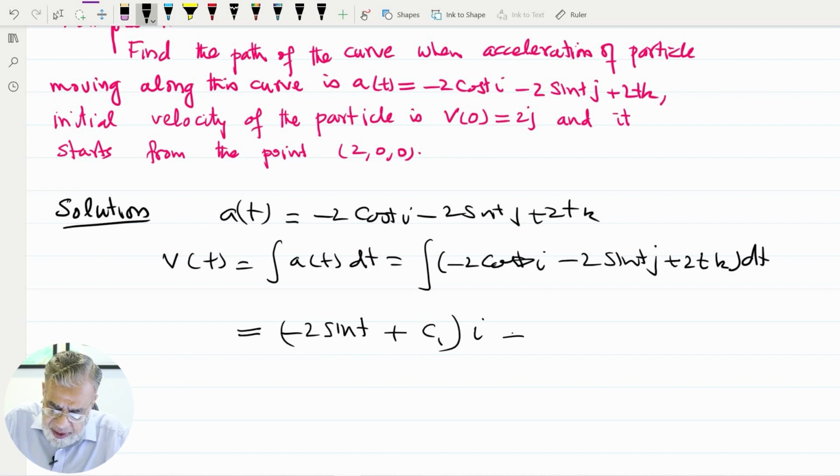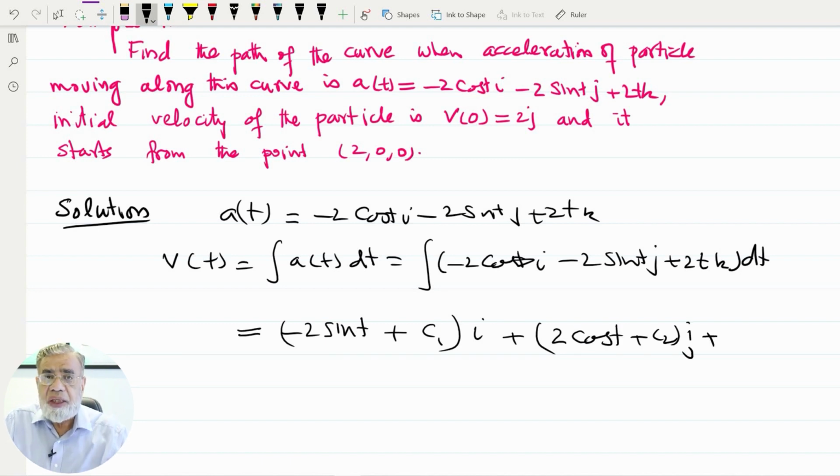Then we have minus 2 sine t. The integral of sine t is minus cosine t, so minus minus becomes plus. I get here 2 cosine t plus c2 j, and then for the integral of 2t we use the power rule. We have t square by 2, with the 2 cancelling, so we get t square plus c3 k.